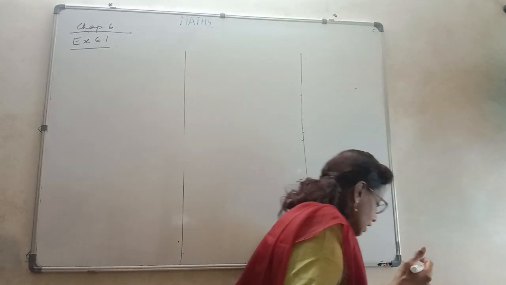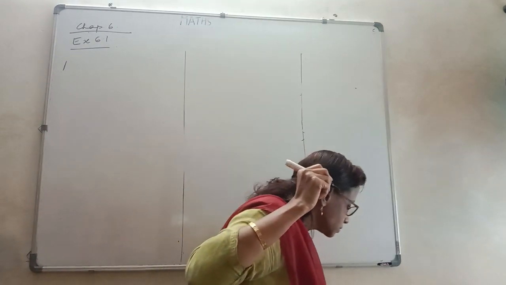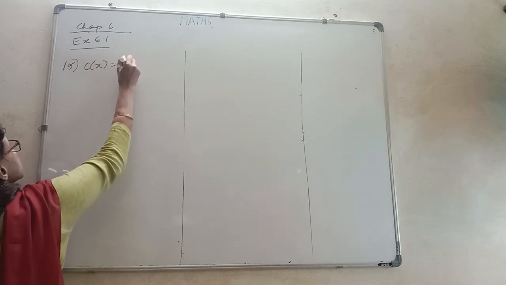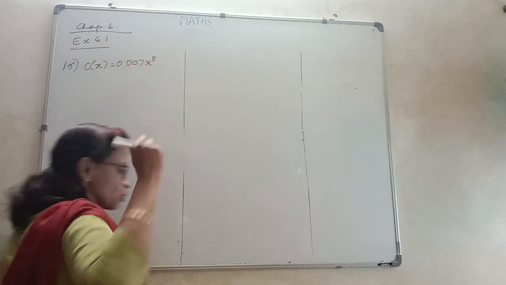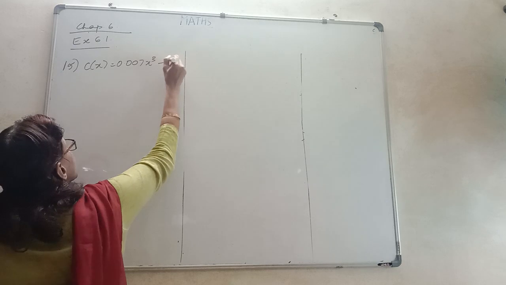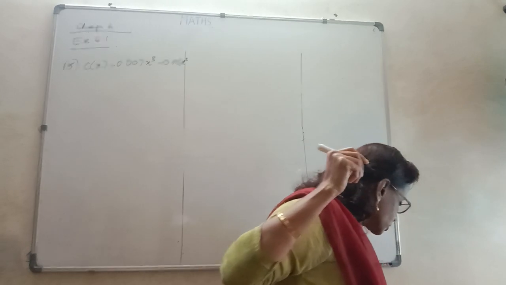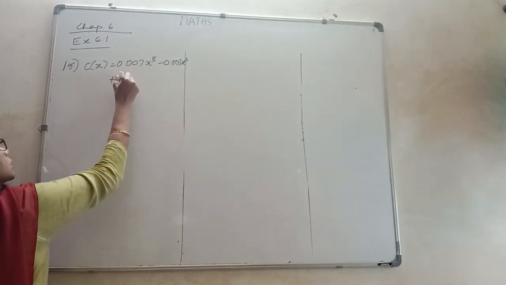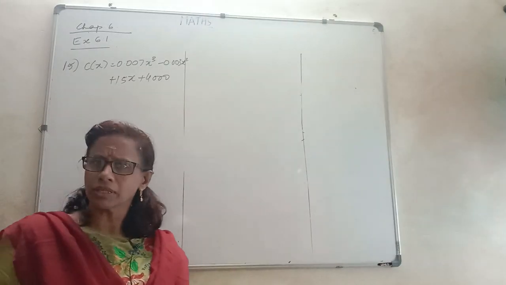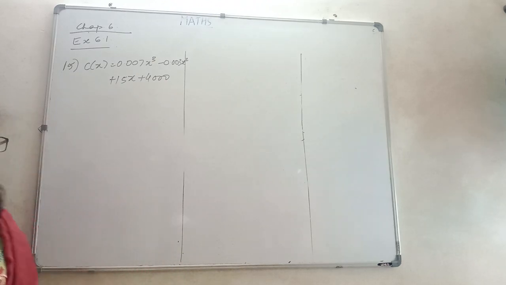So let's get that. The cost function is given as 0.007 x cube minus 0.003 x squared plus 15x plus 4000, nothing at all. We have understood that marginal cost is a derivative of the cost function. It's an MCQ actually, you could get it as an MCQ. That's all, because it's only a matter of finding the derivative.